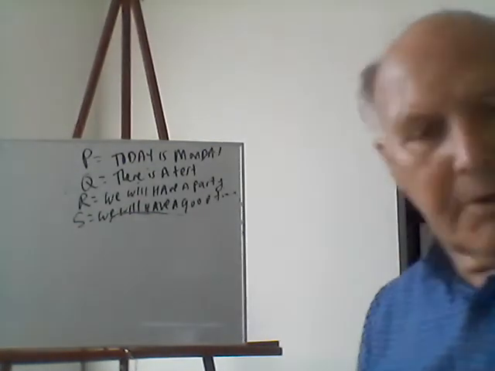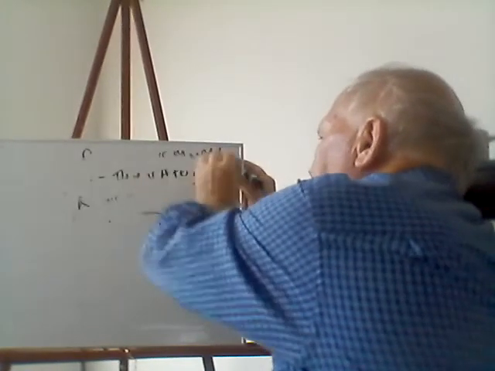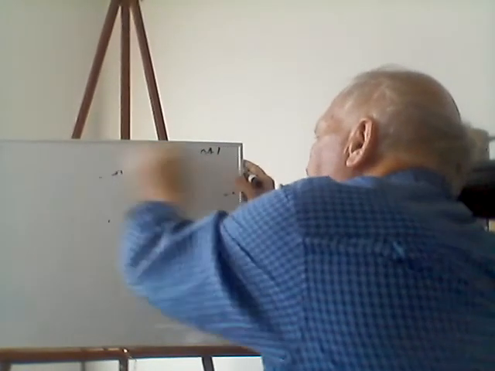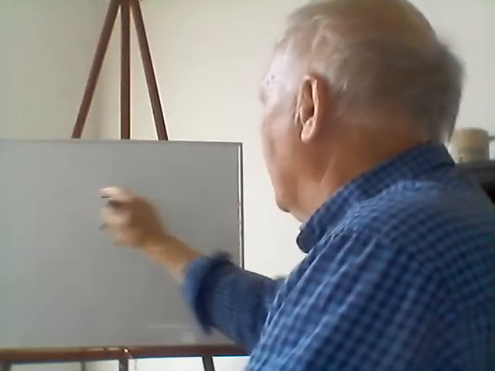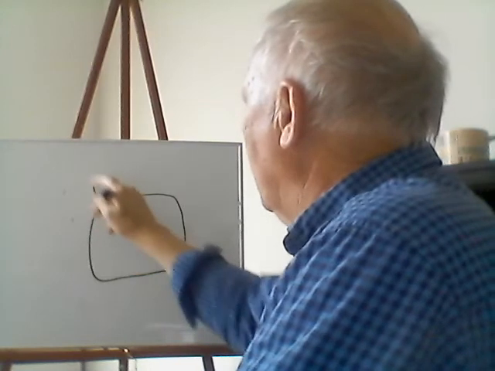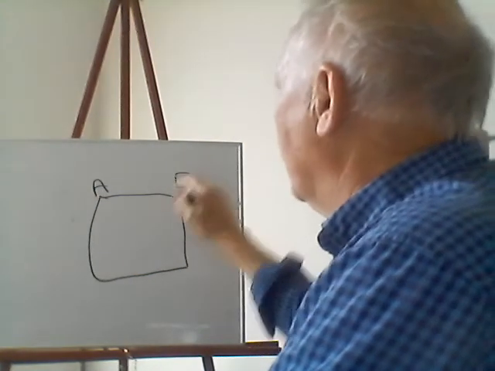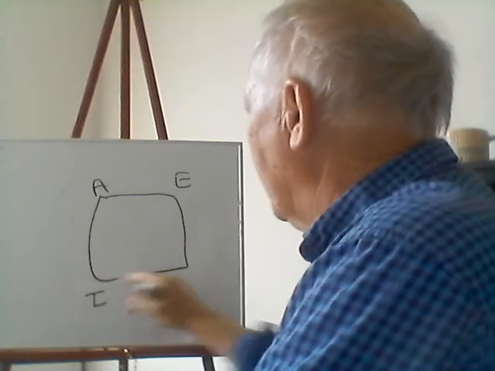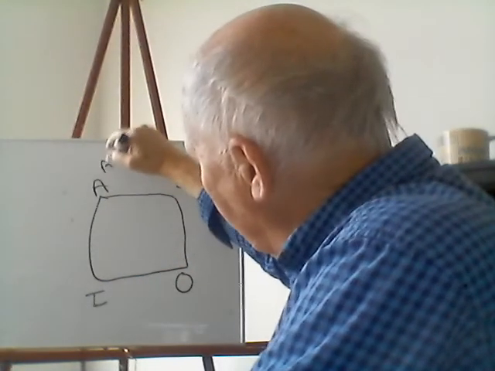Let me show you something else. I'm not going to do the square of opposition, but let me just show you the square of opposition anyway. It's not going to be on the test. AEIO statements, right? A is all S are P, E is no S are P, I is some S are P, O is some S are not P.